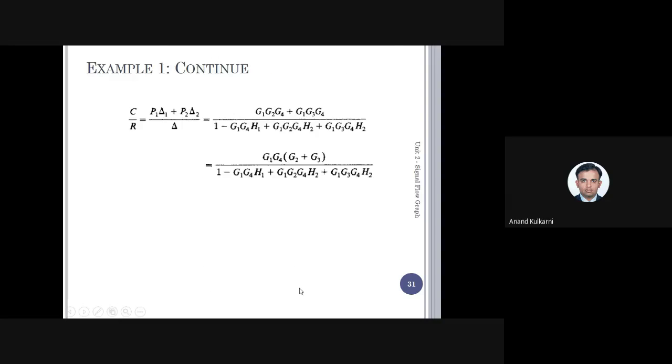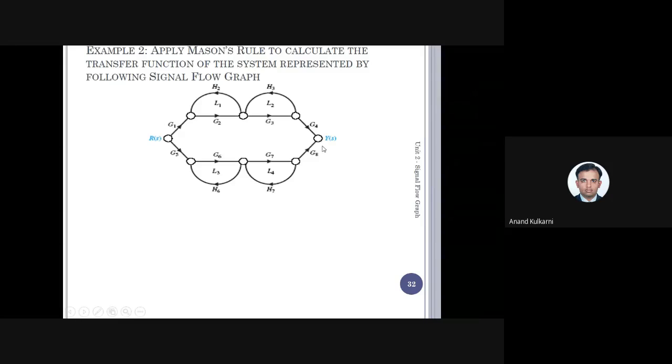Directly substitute those values, and since delta 1 and delta 2 are 1, we get P1 plus P2 divided by delta. Directly I am writing the P1 value, the P2 value, and the determinant value is already determined. You write this.